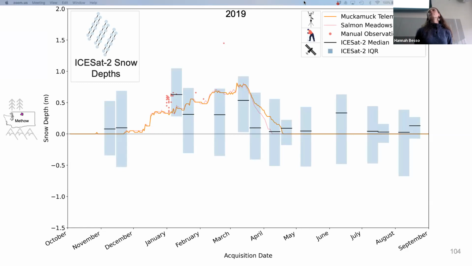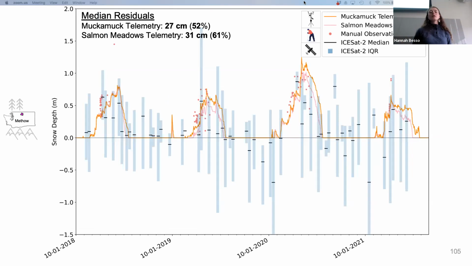Again, the black lines show the median depth and the blue boxes show the interquartile range of those measurements. And again, we see a decent amount of spread in our measurements, but the median generally tracks, showing that we do have a difference in signal between the snow on and snow off season. And we can look at this for all 4 years of data. And in general, just comparing these data to what we saw in Tuolumne, we see that the median snow depth in the Methow does tend to track slightly lower than the measured snow depth at our weather stations.